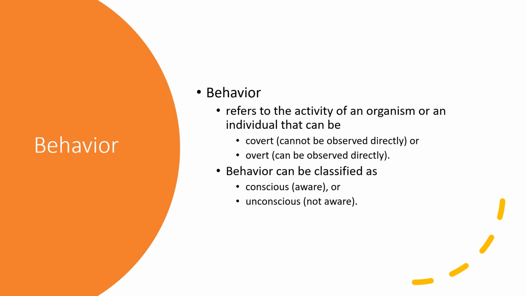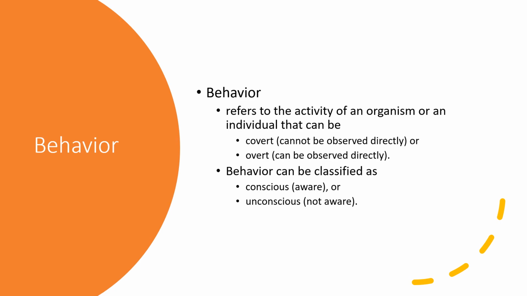So there are reasons why behaviors can be conscious and unconscious. But for now, for the introduction, again, we have two kinds of behavior, and that is the conscious and the unconscious. Again, I would just like to emphasize the behavior of an organism can be observed, or what we call overt, and cannot be observed, or what we call covert. And behavior can also be classified as conscious, which is something that we are aware of, and unconscious, or something that we are not aware of.